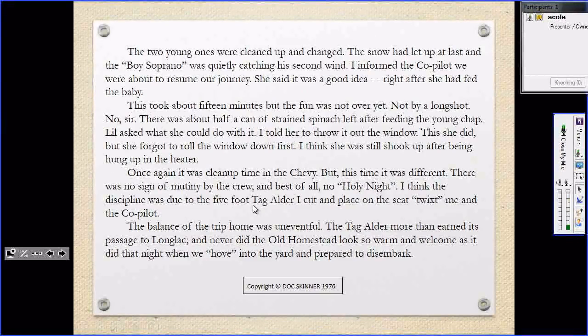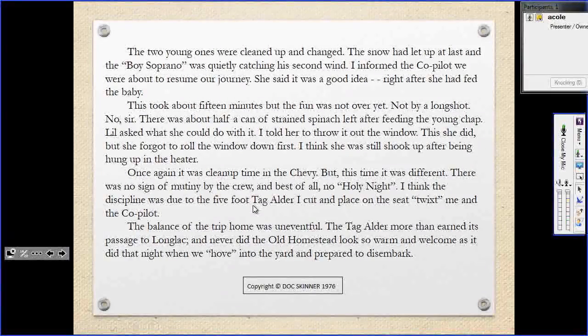And if anyone's wondering, I had to look this up because I had never heard of a tag alder. Based on my research, it's like a large shrub, and they can get really big.